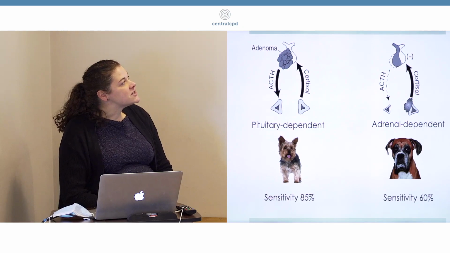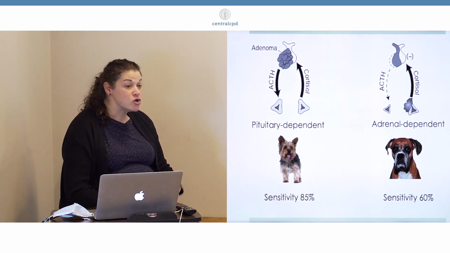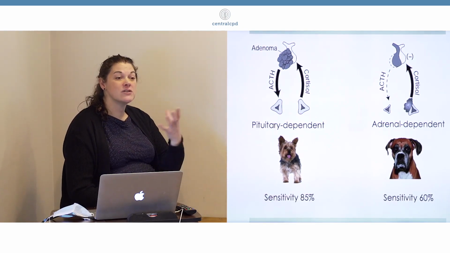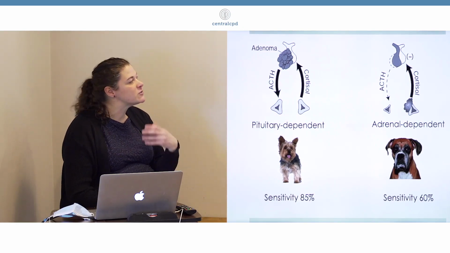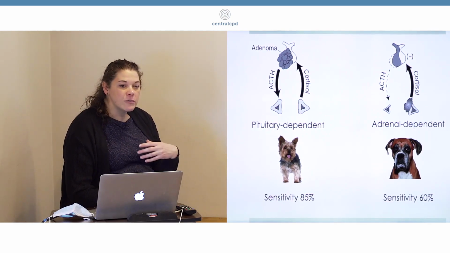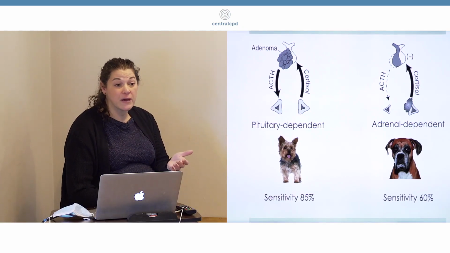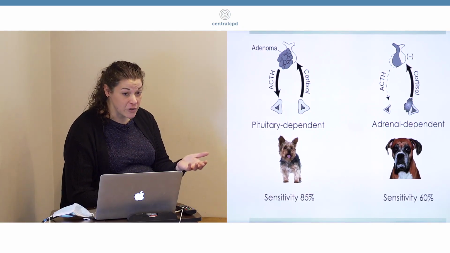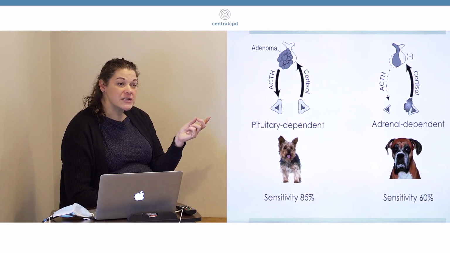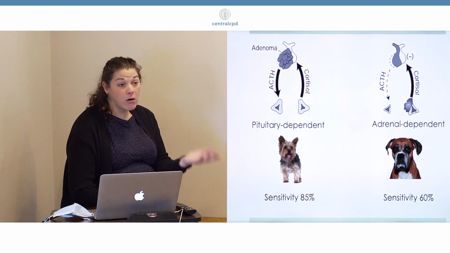When you're doing an ACTH stimulation test in a dog who has pituitary-dependent Cushing's, their Cushing's is driven by ACTH. So the pituitary lesion is producing too much ACTH, so the adrenals are primed to respond to it, okay? So we expect to pick up 85% of those dogs. In a dog with an adrenal form of Cushing's, their Cushing's is ACTH independent. The adrenal mass is pumping out cortisol. It doesn't give two hoots how much ACTH the dog has. So when you give the dog ACTH, the adrenal mass may produce more cortisol, or it may not.